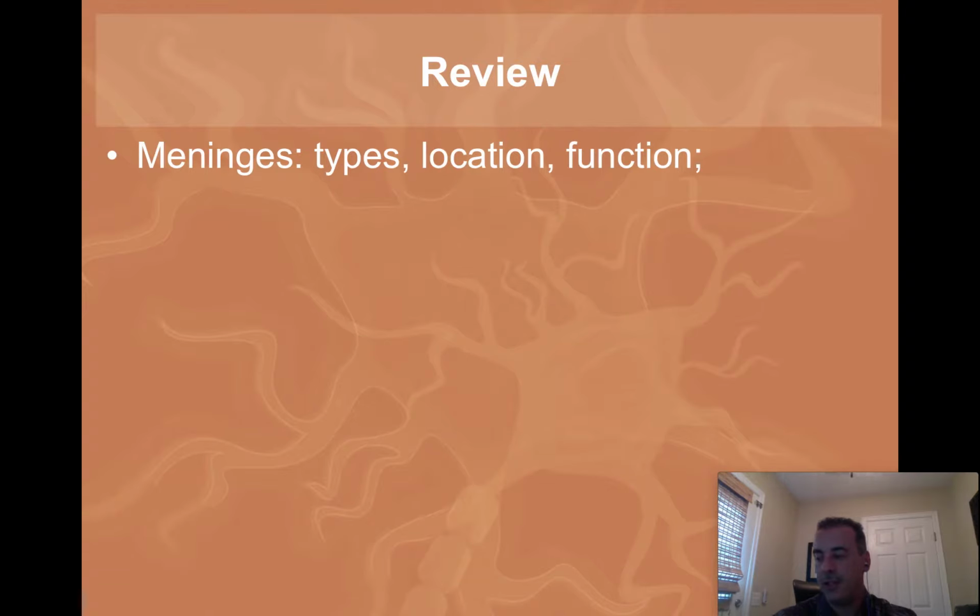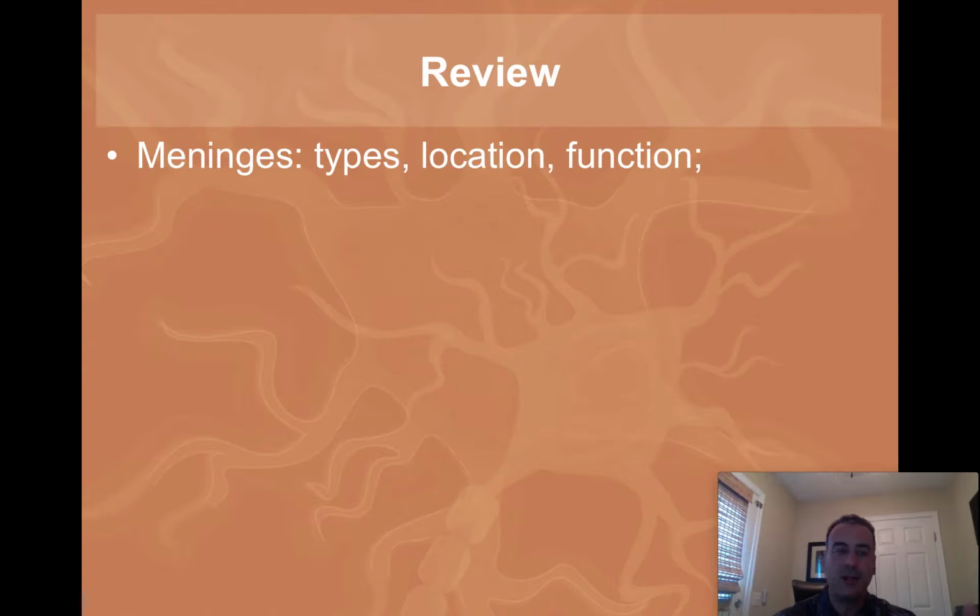All the meninges, all the great meninges from the dura to the pia to the arachnoid. Obviously, it's not in order, right? So dura mater, arachnoid, and pia. Make sure you know where they're located, how they work, and their function.